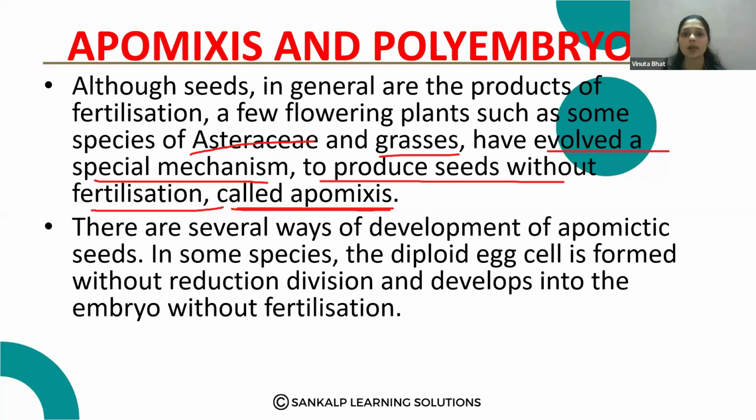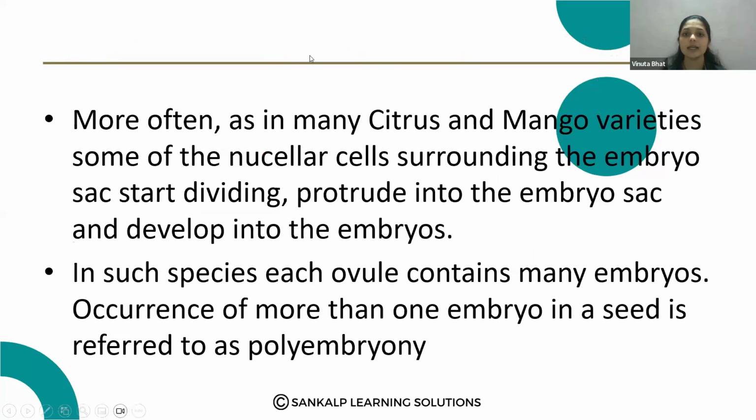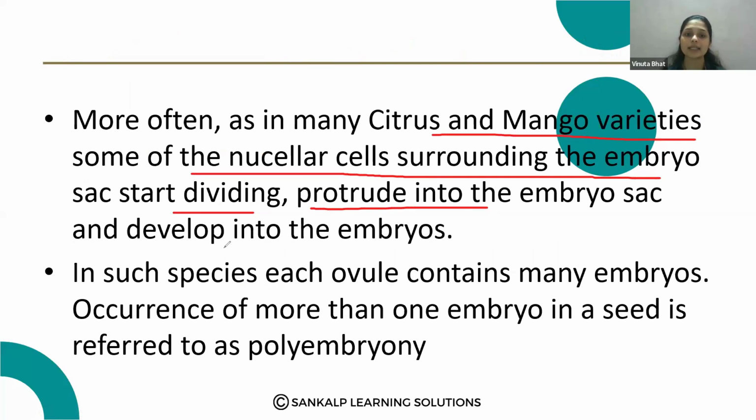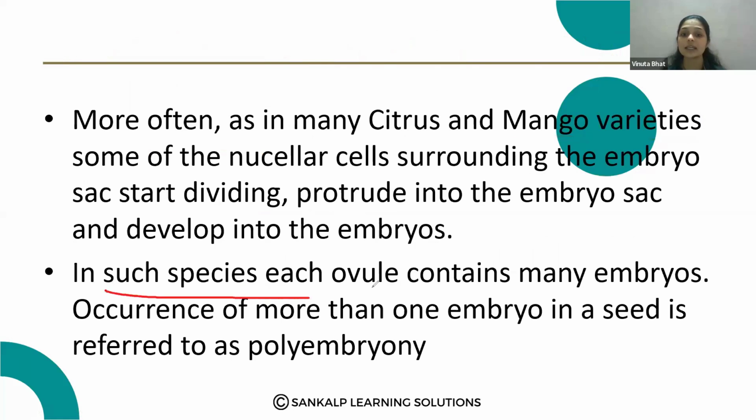And what is polyembryony? In many citrus and mango varieties, some of the nucellar cells surrounding the embryo sac start dividing, protrude into the embryo sac and develop into embryos. Here, more than one embryo is formed. So that is called polyembryony. In such species, each ovule contains many embryos.